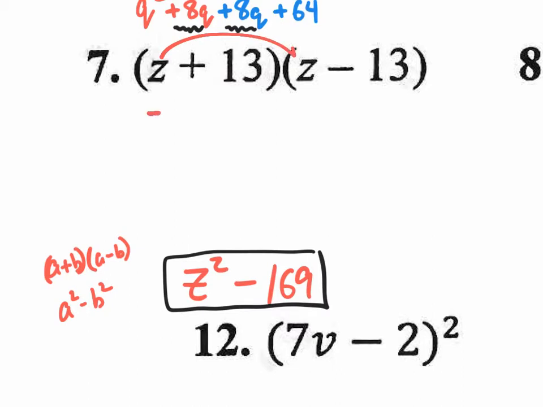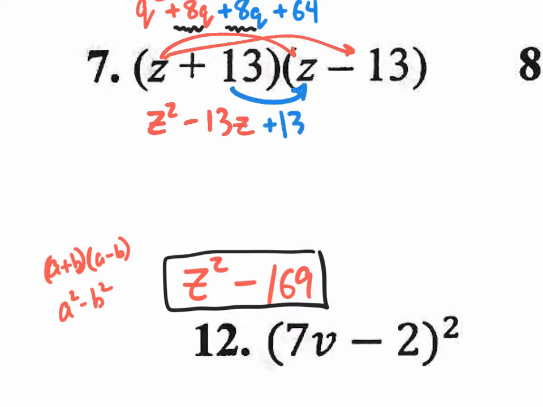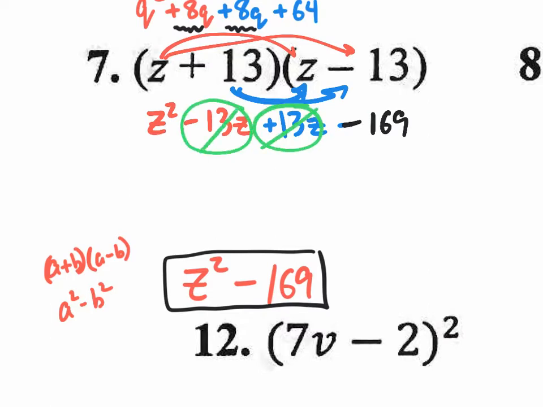Z times z, z squared. Z times negative 13 is negative 13z. And then positive 13 times z, that's a positive 13z. Then positive 13 times negative 13, that's negative 169. And again, like I mentioned, the middle terms cancel out. So your answer is what we had on the shortcut, z squared minus 169.